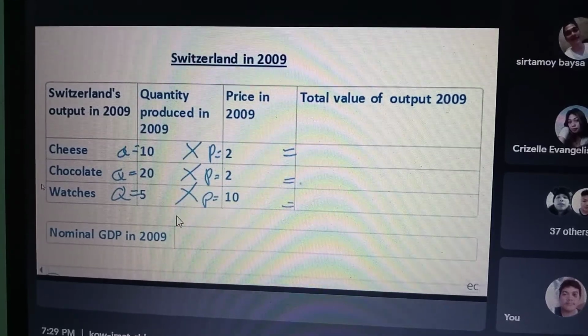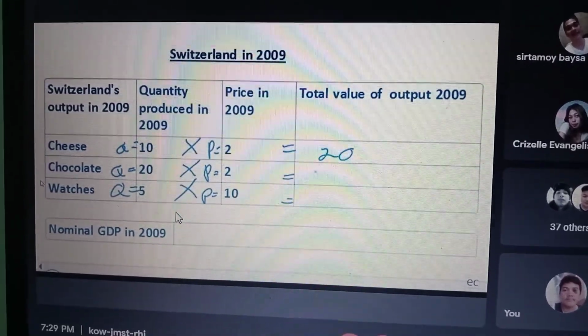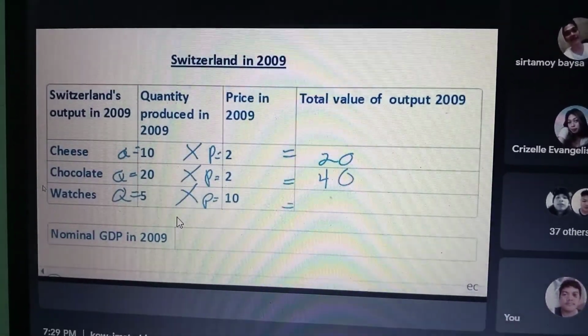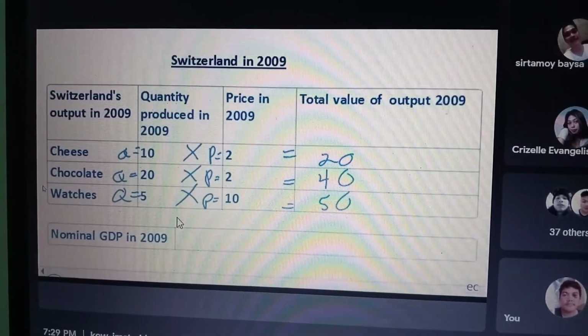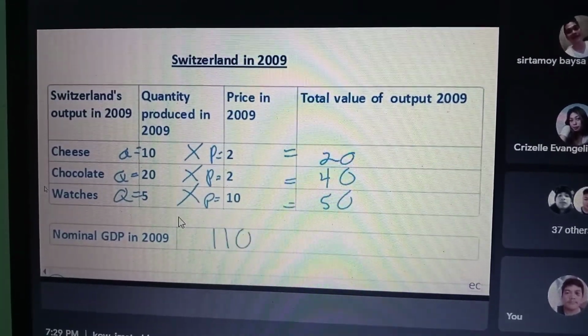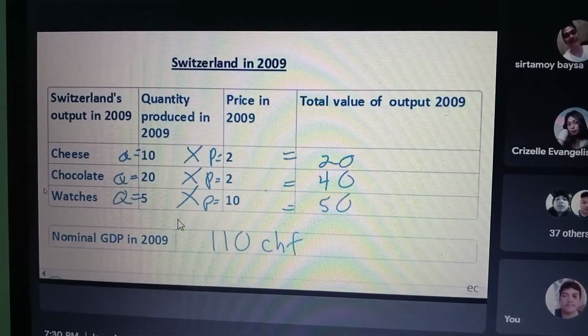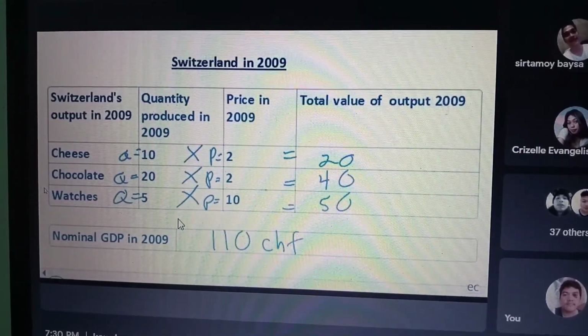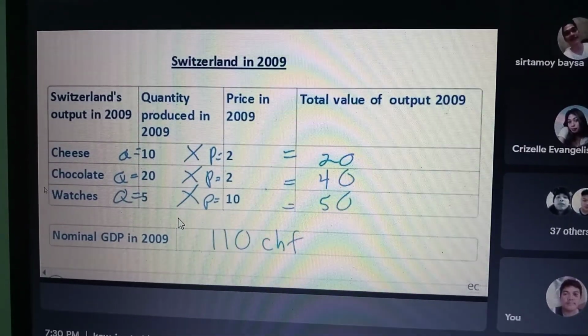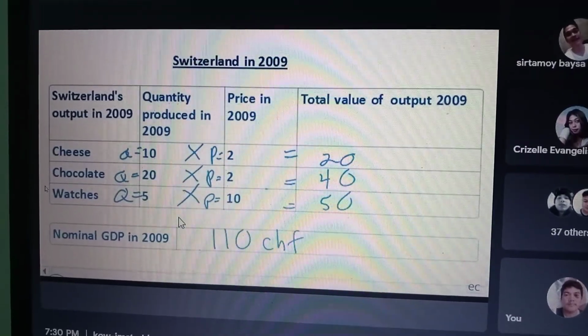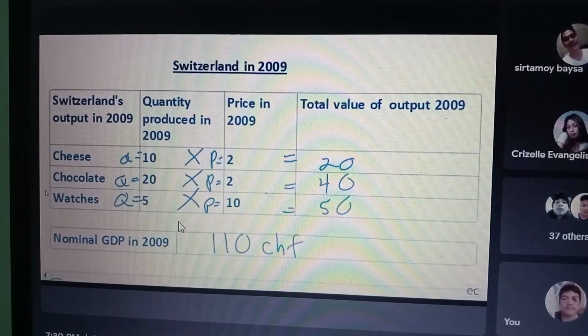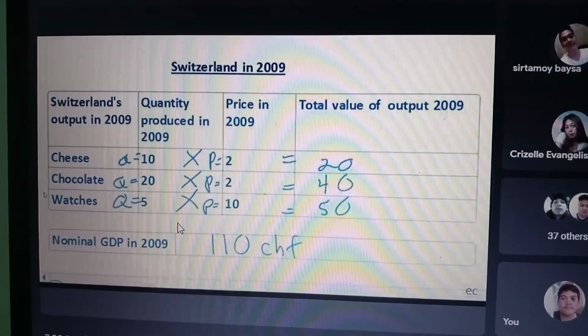This gives us a nominal GDP of 20 plus 40 plus 50. The total nominal GDP was 110 francs in 2009. This gives us the market value of Switzerland's output in the year that the output was produced. But let's look at 2010 and see what happened to the nominal GDP of Switzerland.